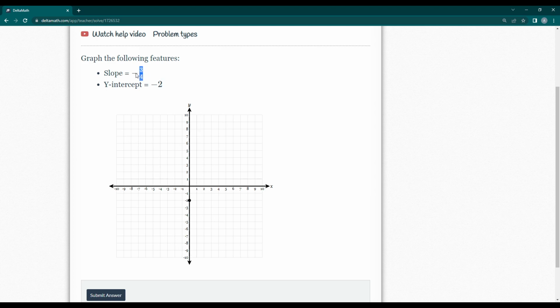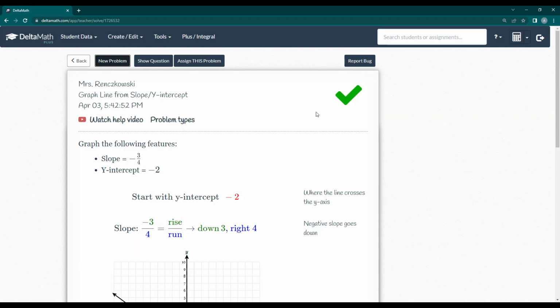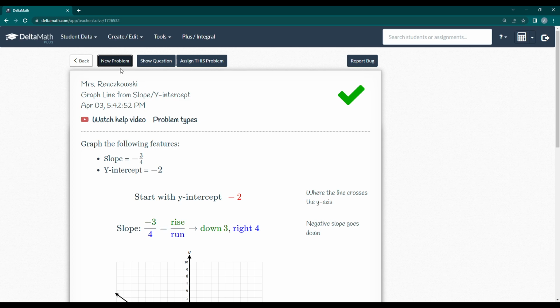Next, you use your slope. Negative means you're going down. The numerator tells you how many you go up or down. In this case, down because it's negative. So down 3 and then right 4. So I go from that point down 3, 1, 2, 3, over 1, 2, 3, 4. Click. Submit. Yes. And there it is. Let's do another one.